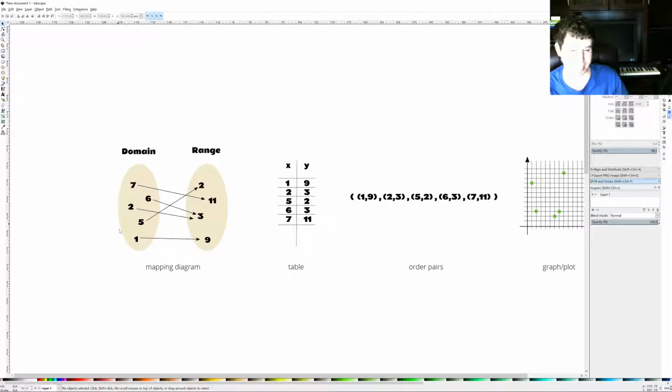The domain would be all the inputs that you could have, maybe the number of cups, and the mapping is represented with the arrows. I just sort of did random arrows, and here you see that if I input 1, this will output a 9. If I input a 2, this will output a 3. Likewise, if I input a 6, it will output a 3. If I input the 5, I'll get out a 2. And if I input a 7, I'll get out an 11. So that's what we mean by domain and range of a function.